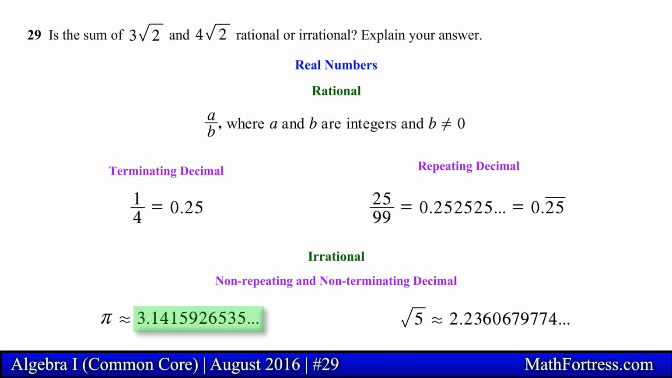For example, the first 10 digits of pi can be written as follows. Likewise, the first 10 digits of the square root of 5 can be written as follows. Notice that there are no digits that repeat or terminate for either of these two irrational numbers.